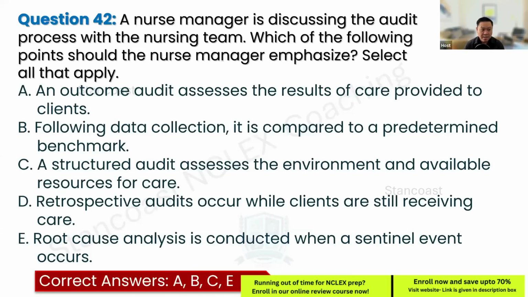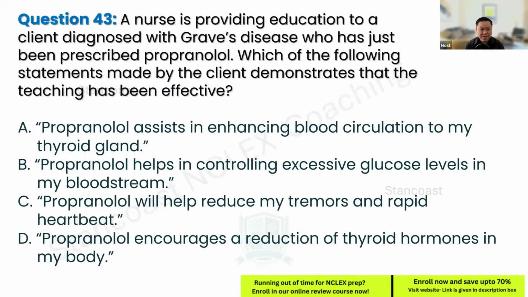Number 43. A nurse is providing education to a client diagnosed with Graves' disease who has just been prescribed propranolol. Which of the following statements made by the client demonstrates that the teaching has been effective? A. Propranolol assists in enhancing blood circulation to my thyroid gland. B. Propranolol helps in controlling excessive glucose levels in my bloodstream. C. Propranolol will help reduce my tremors and rapid heartbeat. And D. Propranolol encourages a reduction of thyroid hormones in my body.